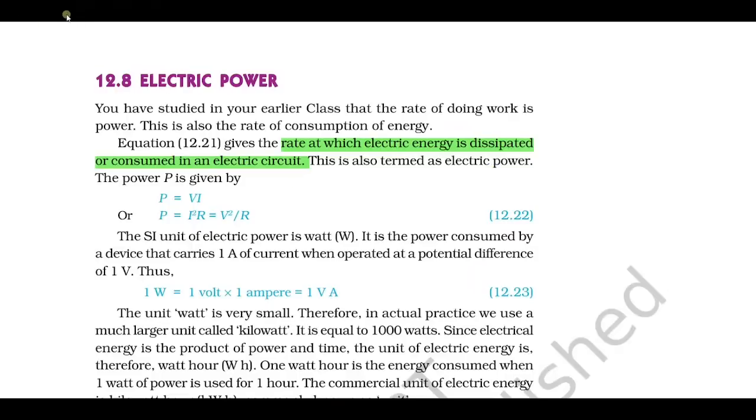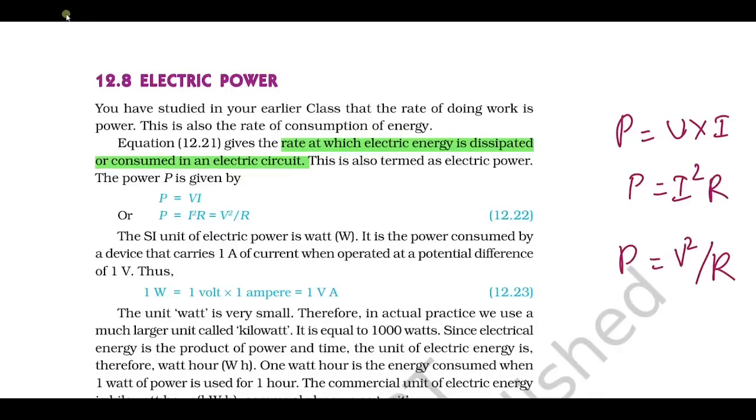You have different formulas. The first formula is P equals VI. Next, P equals I square R, or P equals V square by R. These are the ways by which you can express the power. What is the SI unit of power? The SI unit of power is watt.